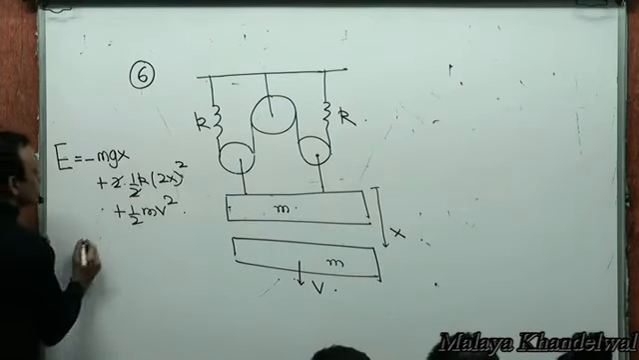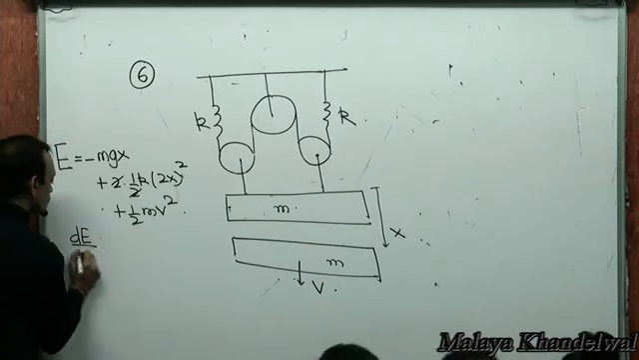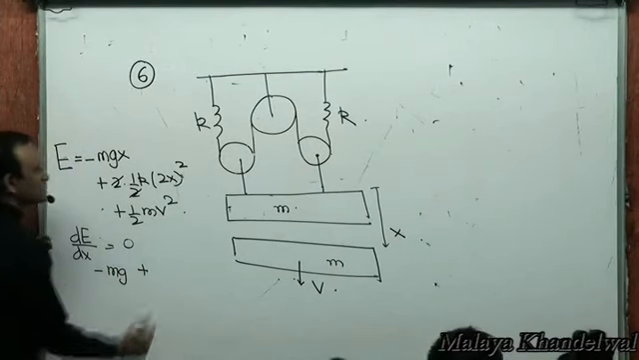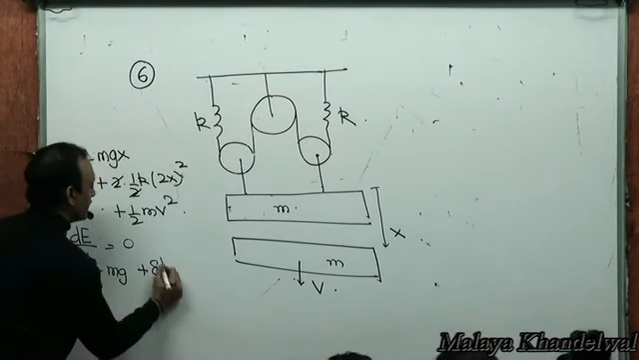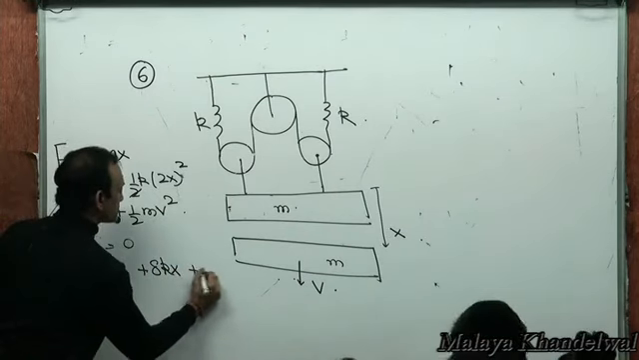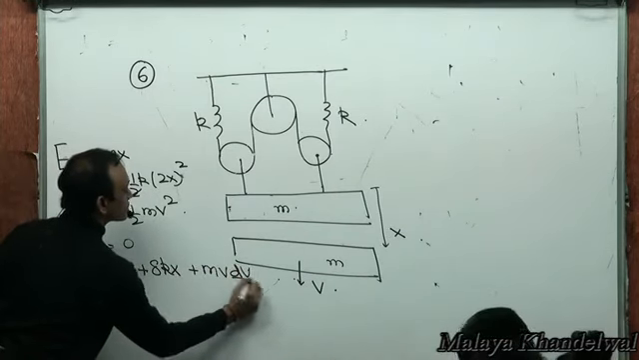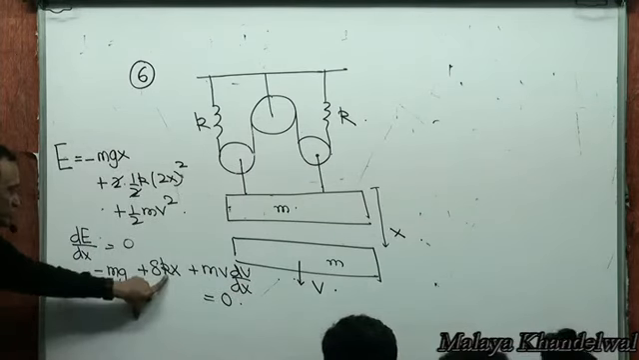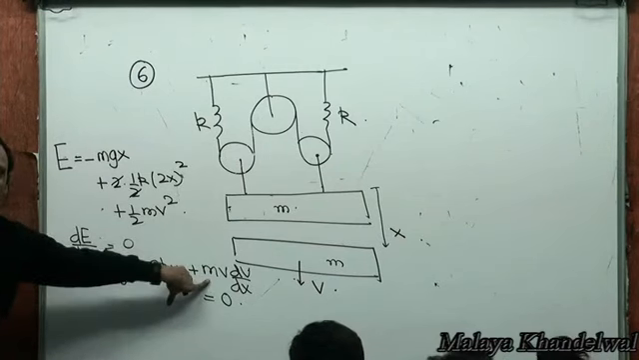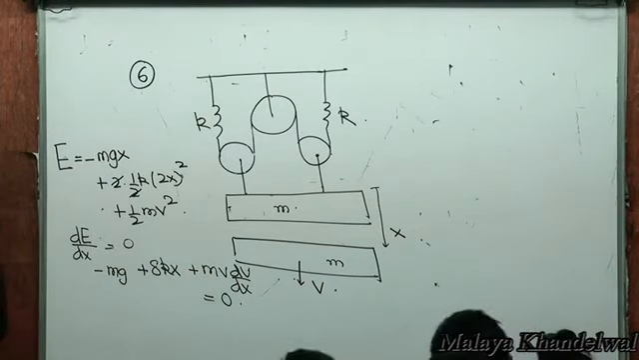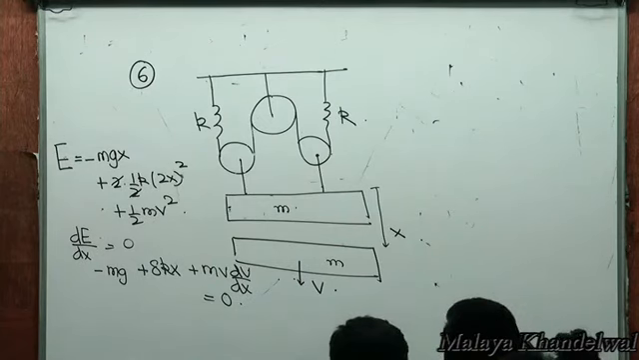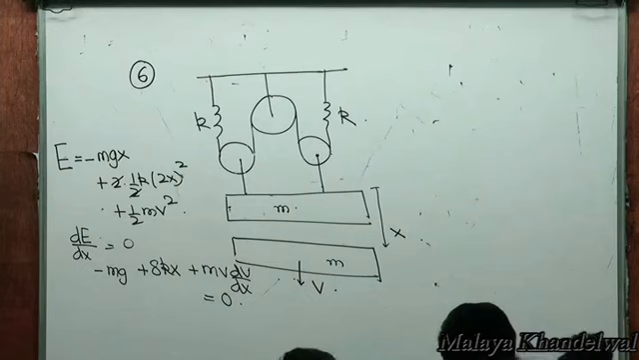Differentiate this. dE/dx must be 0, or minus mg plus 8kx plus mv dv/dx. That must be 0. So you will eventually get 8k by m. 8k by m will be omega squared. Omega would be root 8k by m. All's good? Any confusion?